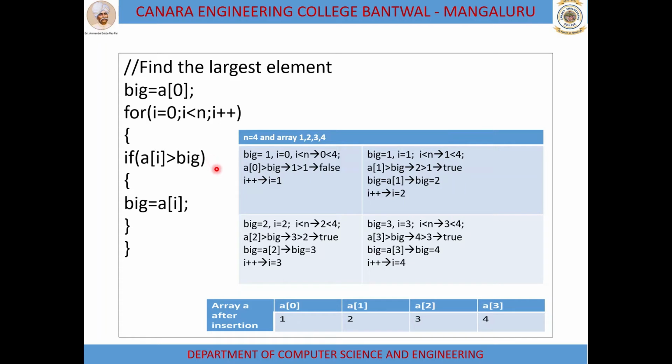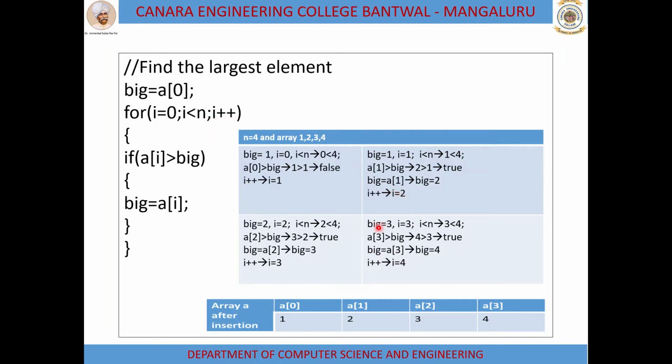So control will go inside the if, and now big equal to a of i. a of i is a of 1, and the value stored is 2. So 2 will be assigned to big. The earlier value in big was 1, and now the value is changed to 2. Then again the control will go to the updation part i plus plus, so i will be incremented by 1.